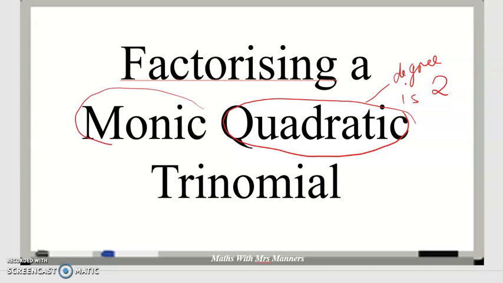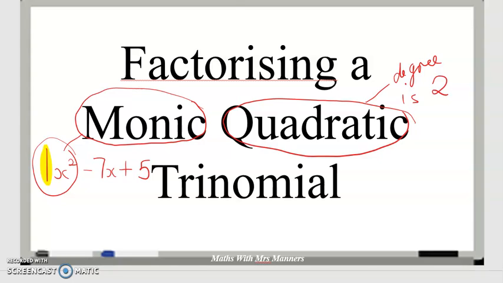Monic means that the x squared term in your expression has to have a coefficient of 1. It doesn't matter what the other terms look like, but for this particular video we are only looking at quadratic trinomials that are monic, meaning the x squared term has the number 1 in front of it.